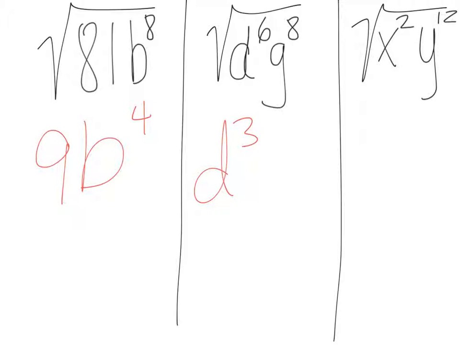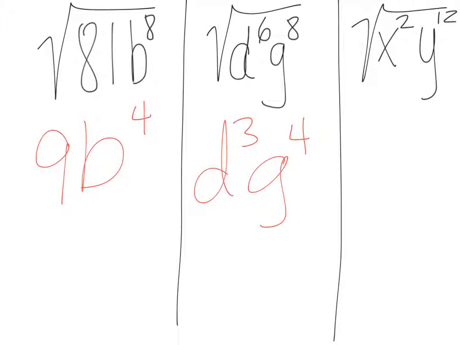And then g to the 8th power, cutting that exponent in half, will make that g to the 4th power. And after we take the square root of these numbers, we are not writing our square root symbol anymore. So our final answer is d to the 3rd, g to the 4th.